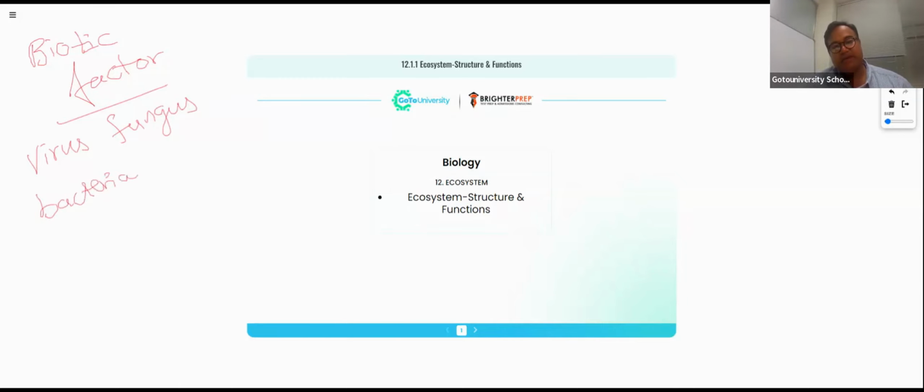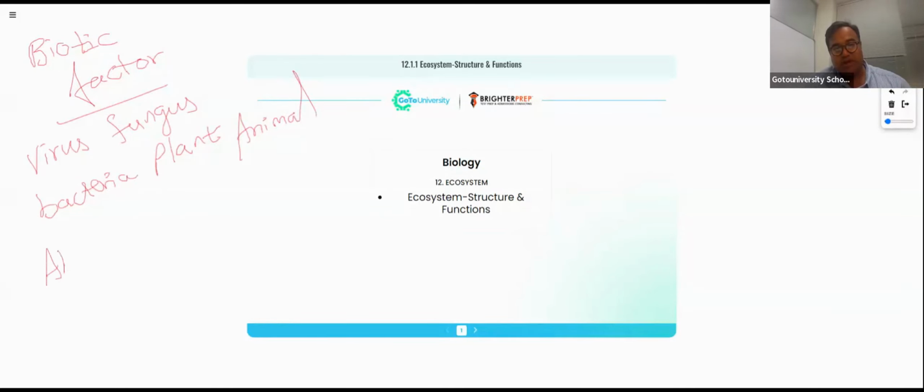Before entering into ecosystem, we need to understand what is meant by biotic factors. Biotic factors are many in number: one is the virus, second is fungus, and third is bacteria. Virus, fungus, bacteria, and also plants and animals are great examples of biotic factors.